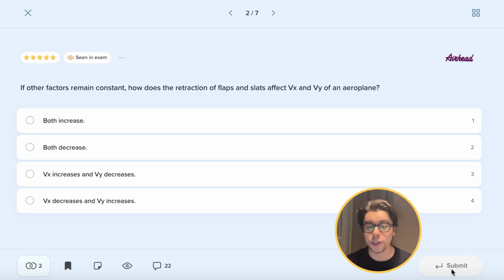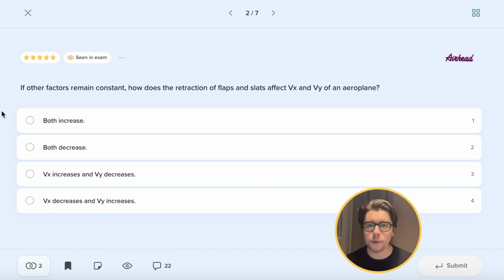So now, going into question number 2. If other factors remain constant, how does the retraction of flaps and slats affect Vx, which is the speed of best angle of climb, and Vy, which is our speed for best rate of climb? Generally, remember that flaps always degrade your aircraft's performance. They increase the camber of your wing, or in some aircraft even the area of the wing, and so they will increase the lift produced and decrease the stall speeds. However, it comes at a cost, and the cost here is mainly a lot of drag.